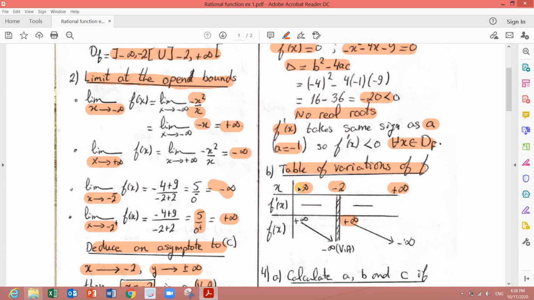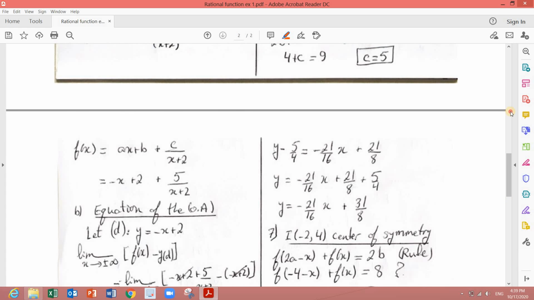So once again, in the table of variations, we have to put the domain of definition, the sign of f prime, which is always negative, negative, negative. We put decreasing, decreasing, since f prime x is negative for every x that belongs to the domain of definition. So this is all about part B and the table of variations.